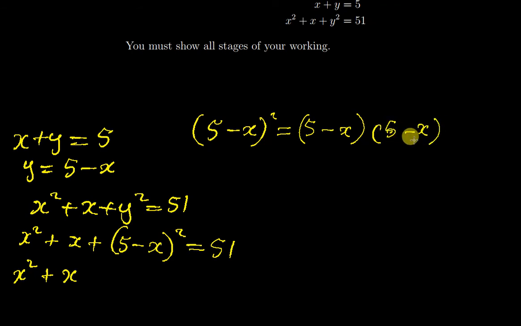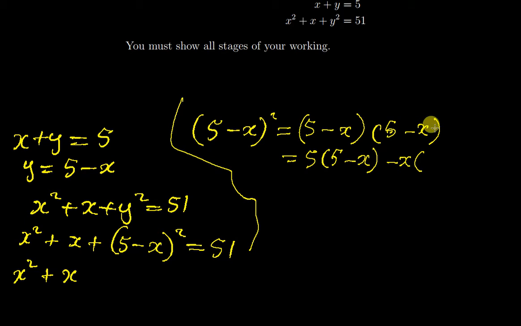So now to simplify this, let me just demarcate this side so that you don't get confused. This 5 will multiply with everything there, so 5 times (5 minus x), then this negative x will also multiply with everything in (5 minus x). So 5 times 5 gives us 25. 5 times negative x gives us negative 5x. Then negative x times 5 is also negative 5x. Negative x times negative x gives positive x squared.